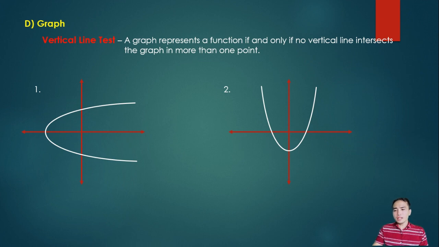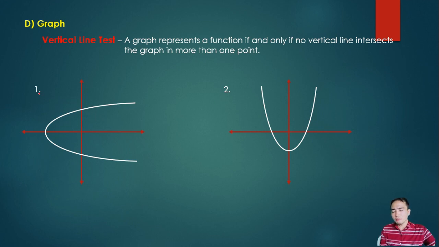And for the graph naman, we can use the vertical line test to determine if the given graph is a function or not. So, paano natin malaman na yung graph represents a function? So, a graph represents a function if and only if no vertical line intersects the graph in more than one point. Or kailangan, hindi sosobra sa isang point yung ma-intersect ni vertical line.